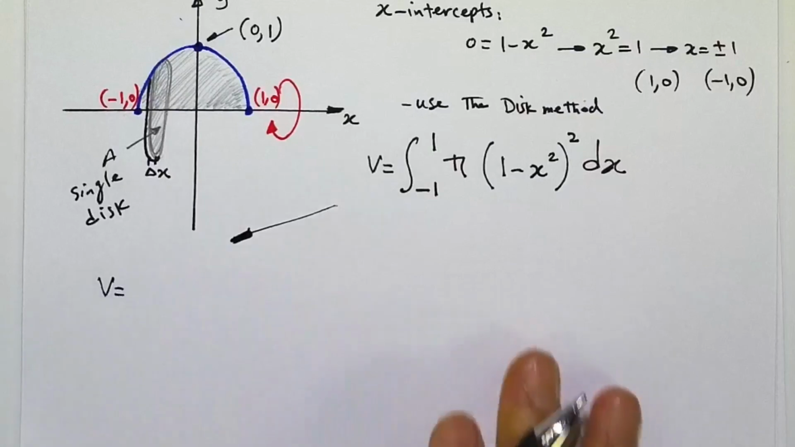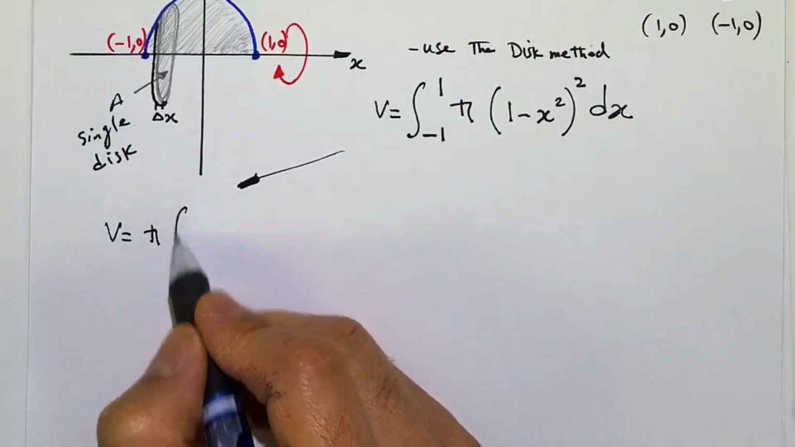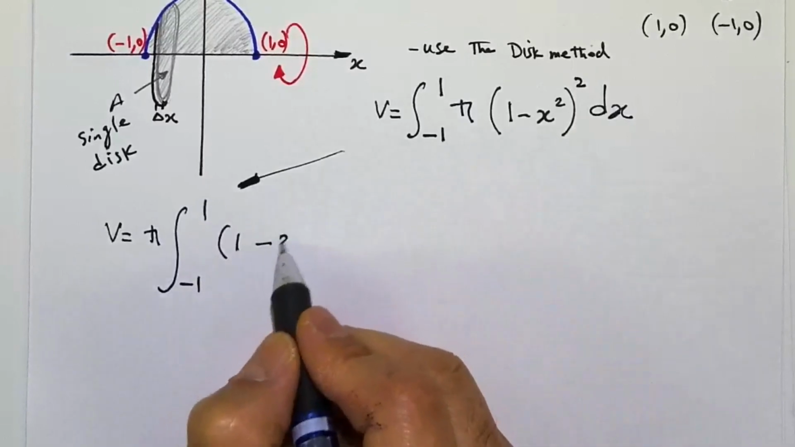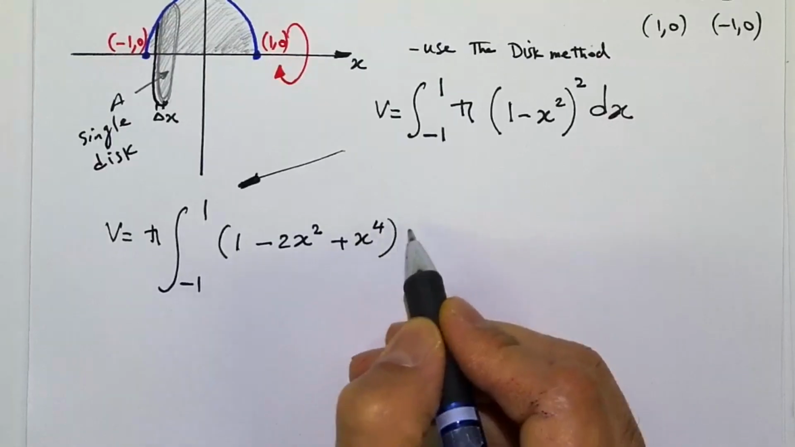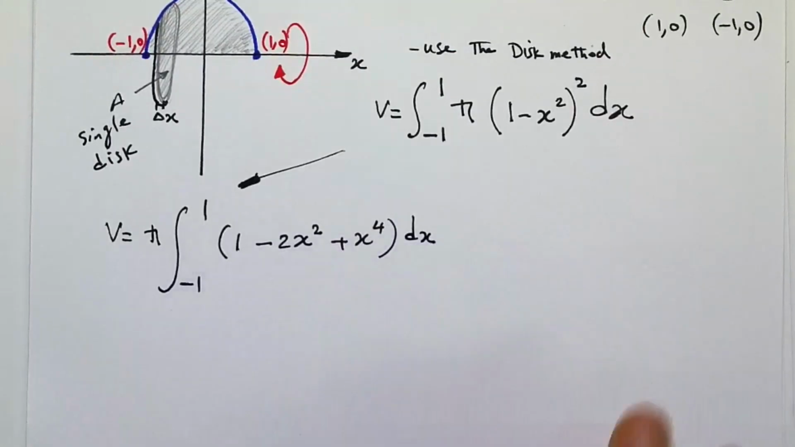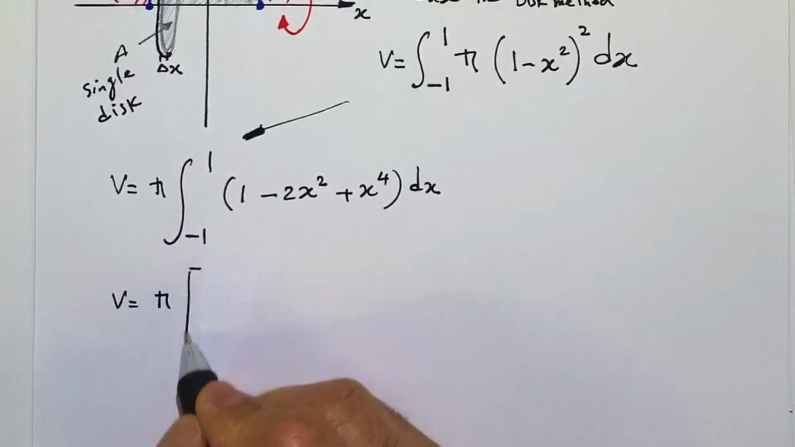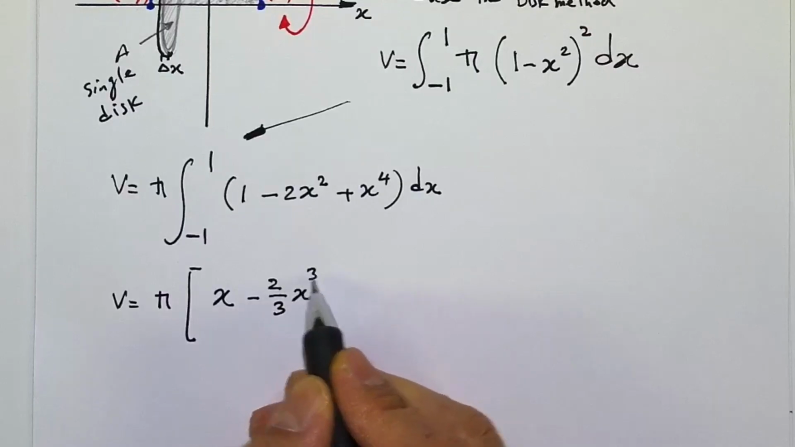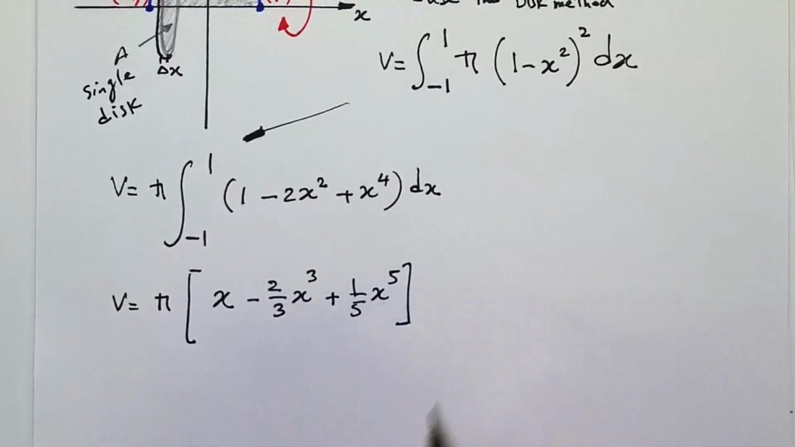So we have the volume going from, so we have pi, let's expand that. So we have 1 minus 2x squared plus x to the 4th power, and then dx, right? And then integrating that, we will have pi times x minus 2/3 x cubed plus 1/5 x to the 5th power, and of course from -1 to 1.